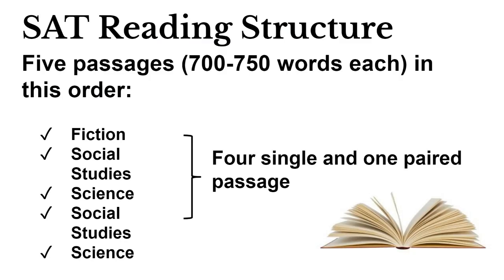A reminder that there are 5 passages in the reading section. Each of the passages are 700 to 750 words, and the passages always come in this order: fiction, social studies, science, then social studies, then science. So the first passage is always fiction, the second is always social studies, third science, fourth social studies, fifth science. This is important to know because if you have a strength or you feel more comfortable in a certain area, then you may want to make sure that you spend more time in that area and less time in the others so that you can get as many questions correct as possible.